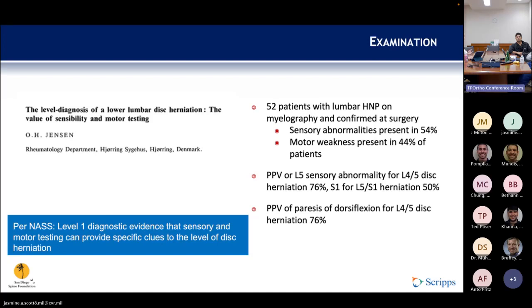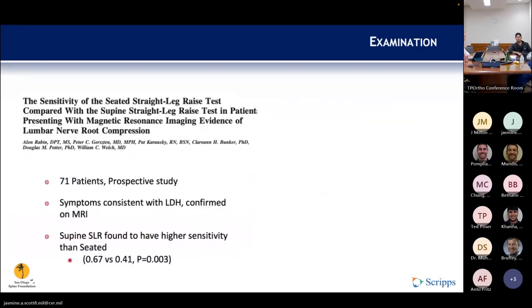And then again, per the NAS, at least for the lumbar spine, sorry, that probably should be recommendation level A, that you should do the motor testing, which can provide specific clues to the level of disc herniation. I think this is probably most relevant in situations where we don't yet have an MRI.